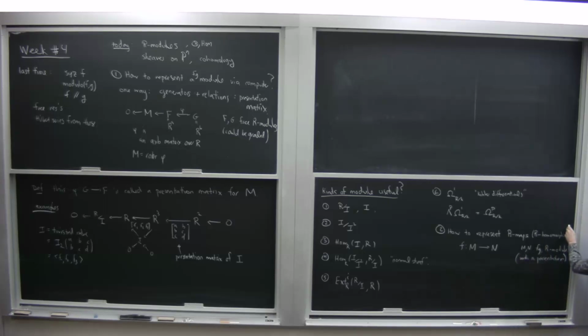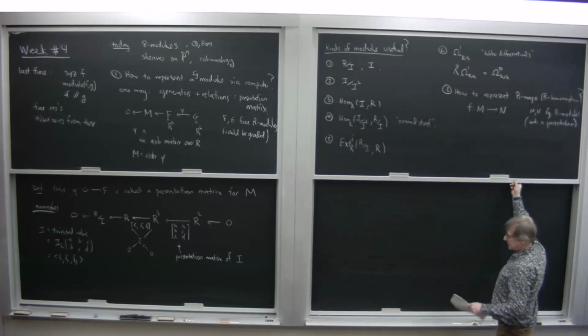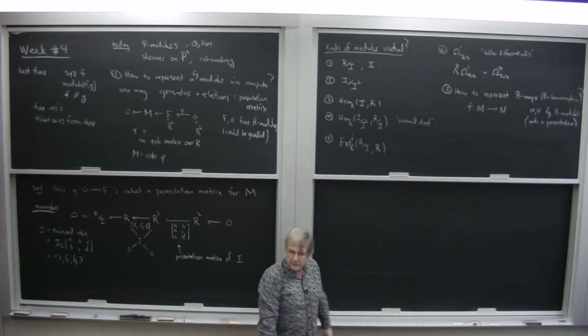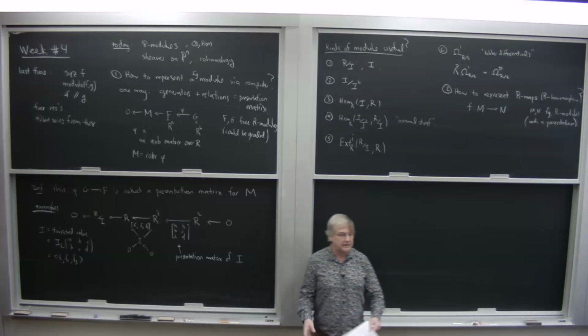So how do you represent these things? What do I mean by that? I want to figure out the data I need to say what a homomorphism is from here to here. So we need to, they will be finitely presented.